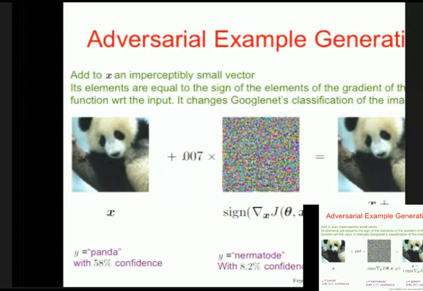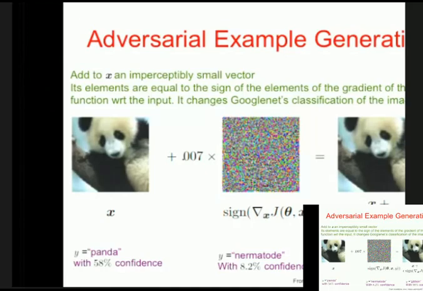You can see one of the earlier examples. How do you get these adversarial types of examples? This was the original image of a panda, and you add to X an imperceptibly small vector. Its elements are equal to the sign of the elements of the gradient of the cost function with respect to the input. And it changes the classification of the image from this to this. That is an imperceptibly small difference, where the human eye can hardly tell any difference between the two images.